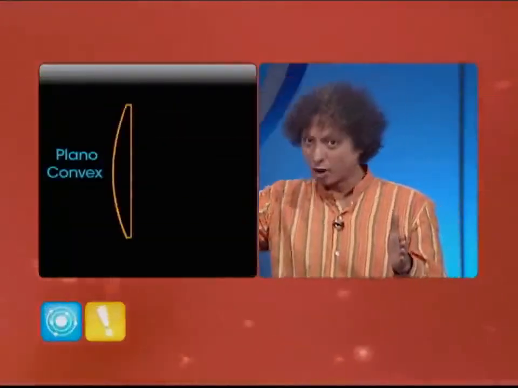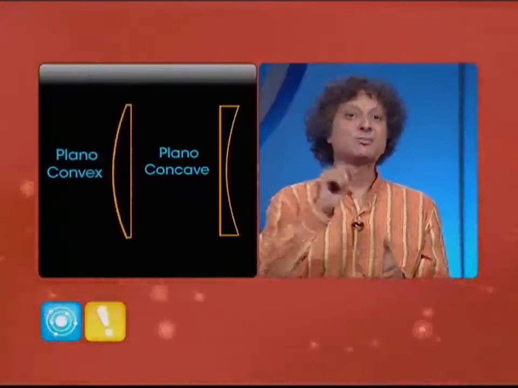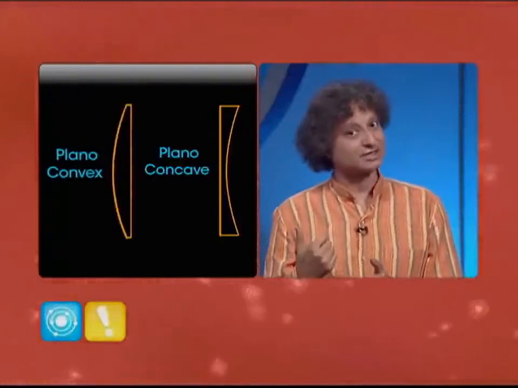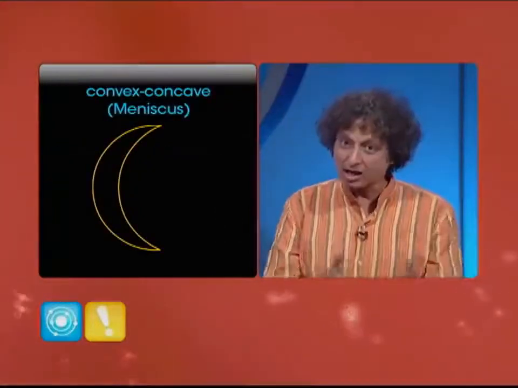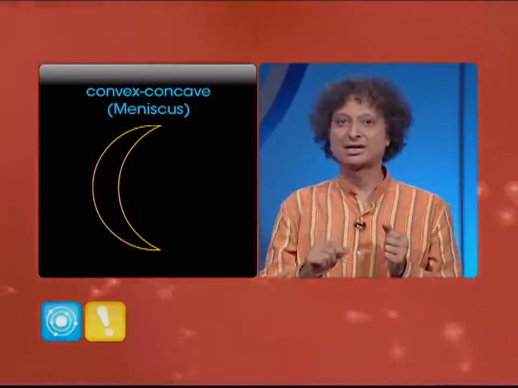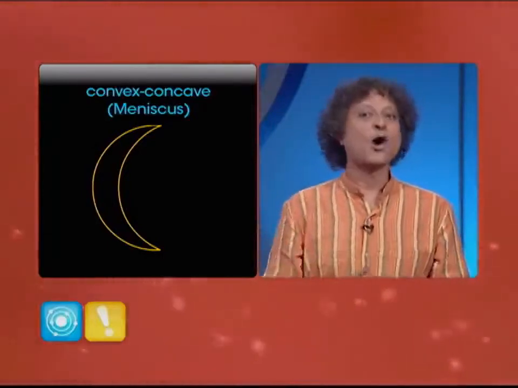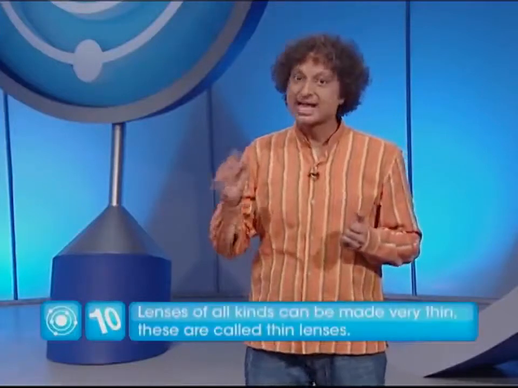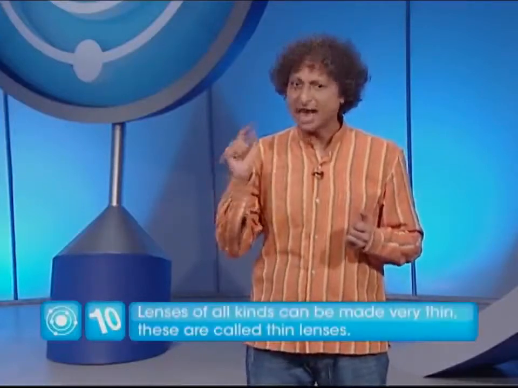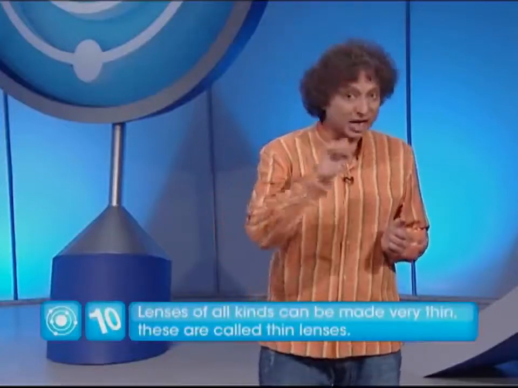Remember that. Now, if one of the surfaces is flat, the lens is plano-convex or plano-concave depending on the curvature of the other surface. A lens with one convex and one concave side is convex-concave or meniscus. It is this type of lens that is most commonly used in corrective lenses that are used in, let's say, spectacles. Both convex and concave lenses can be made very thin, and these lenses are called thin lenses.